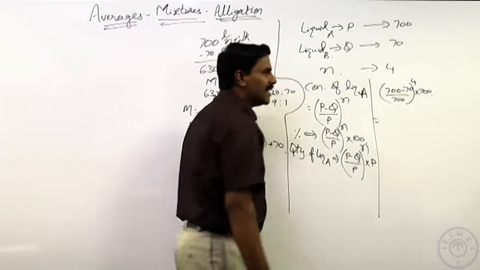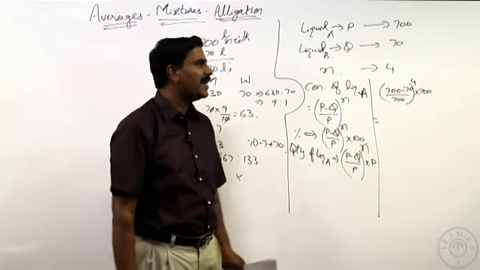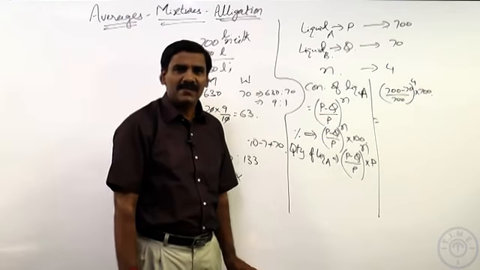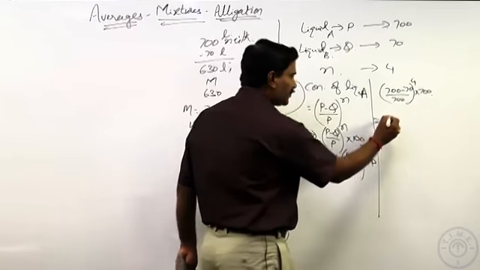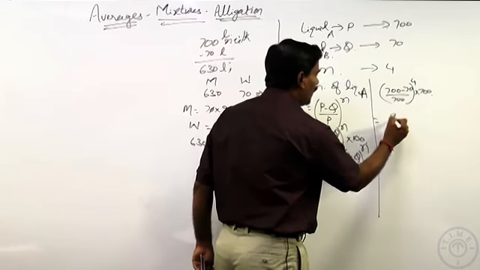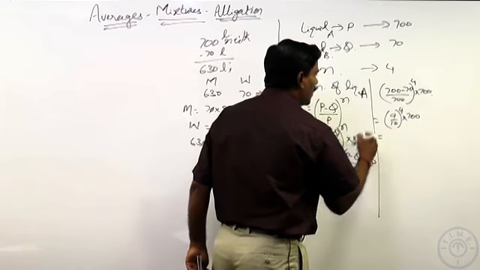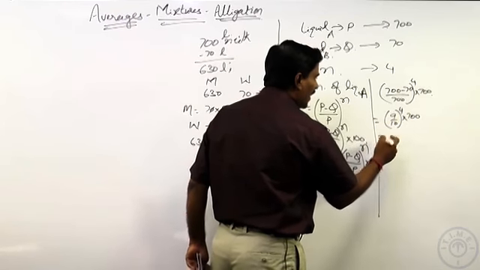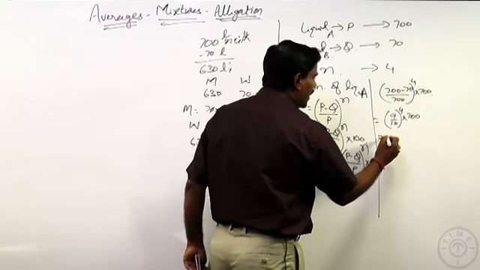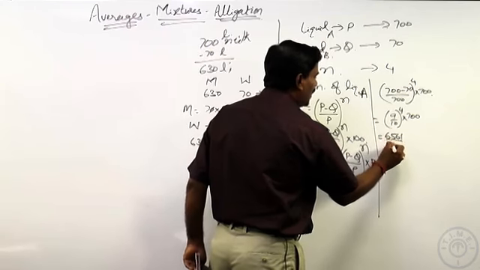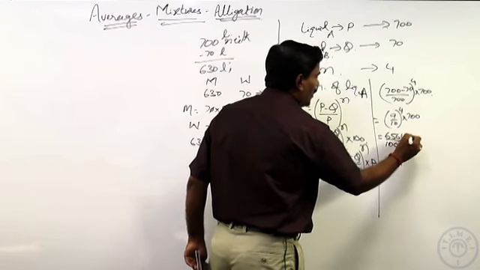And 700 minus 70 will be 630. 630 by 700, can we say it is 9 by 10. So (9 by 10) whole power 4 into 700 is our answer. And if you observe carefully, 9 power 4 by 10 power 4, I can write as 9 power 4 is basically 81 square, which is 6561, by 10 power 4, which is basically 10,000, into 700.